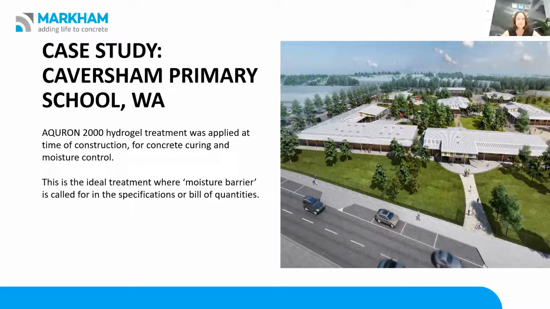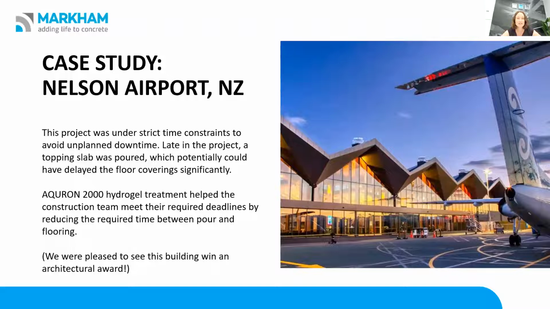I think the next one's an NZ one, so I'll take that one. Yeah, Nelson Airport. This one here, obviously being a busy airport, is under strict time constraints to get back up and running, to stop sending its clients around different barriers. And so later on in the project, they poured a topping slab, and that was going to throw the whole schedule out because it needed time to dry to be safe enough to lay floor coverings. And so Acron 2000 was applied at the time of pour. And so, as I mentioned earlier, that took care of the curing.